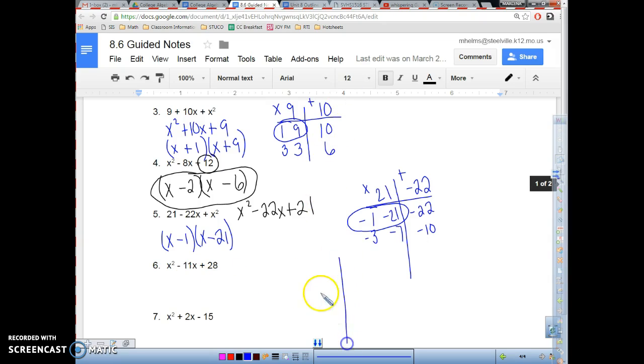Number 6. Multiply to give you 28, add to give you -11. So again, multiply to give you a positive, add to give you a negative. Both numbers have to be negative. So -1, -28, -2, -14. 3 doesn't go in there. 4 does, -4, -7. 5 doesn't go into 28, neither does 6. 7's already on the other side, so we're finished.